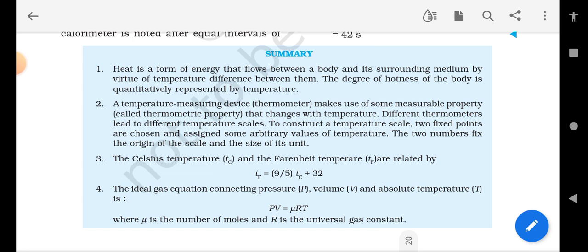The Celsius temperature and Fahrenheit temperature are related by: temperature of Fahrenheit is 9 by 5 times temperature of Celsius plus 32. The ideal gas equation connecting pressure, volume and absolute temperature is PV = nRT.